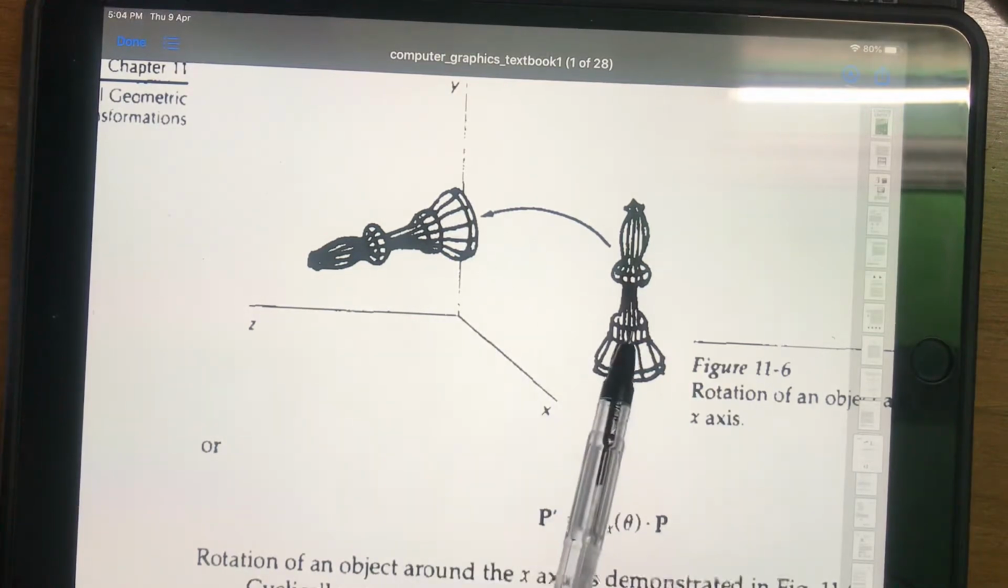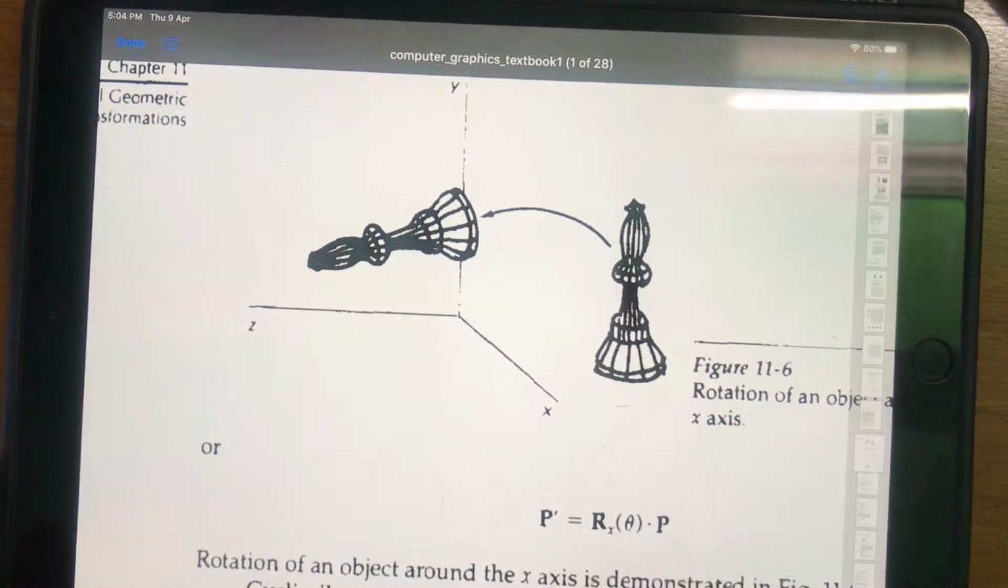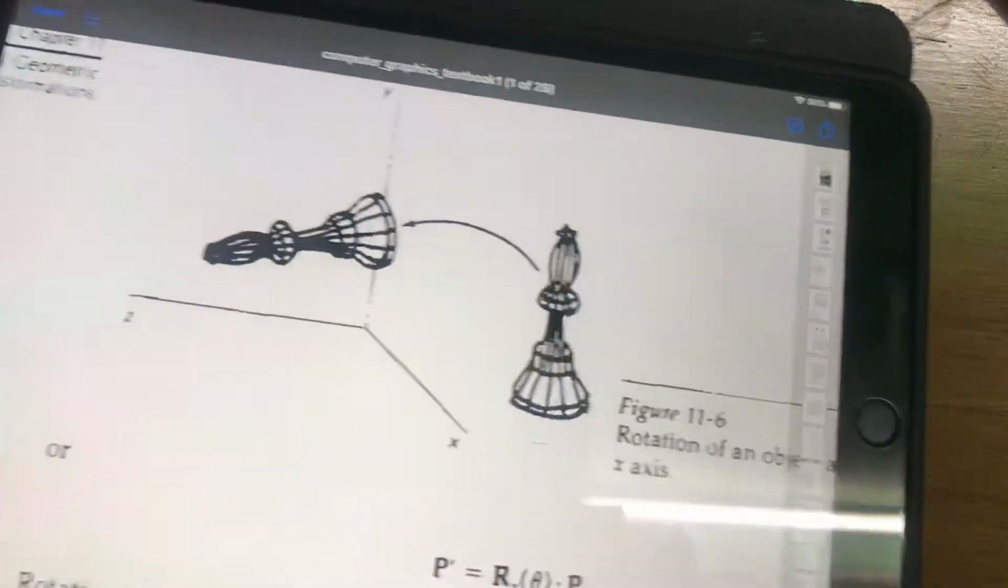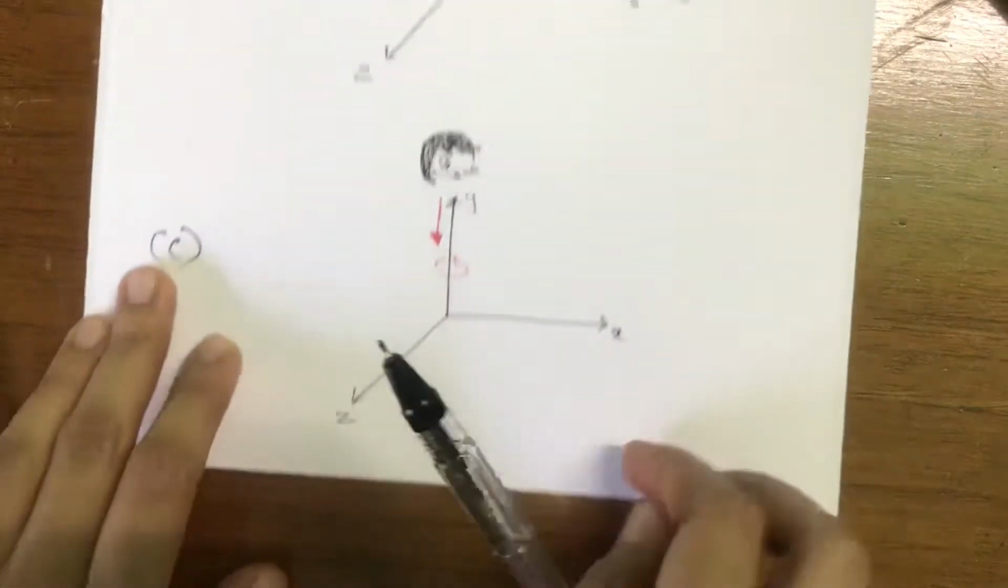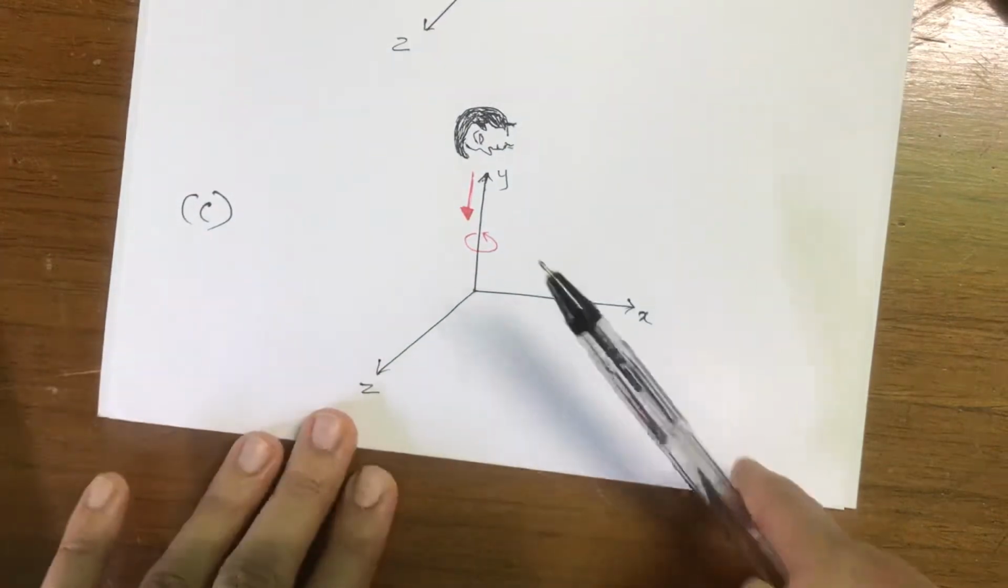So this is how the object is going to look. This is the original position of the object, this is the rotated position of the object. So this is how the object is going to look when it is rotated about the x axis. Okay, now moving on to rotation about y axis. Now this is rotation about y axis.